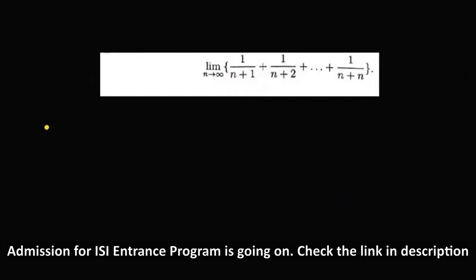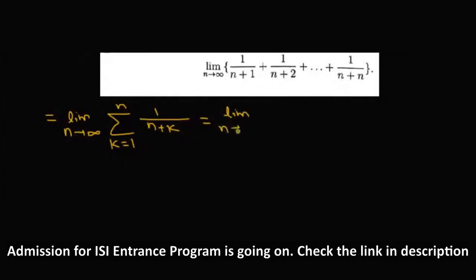So we write it as limit n goes to infinity, summation of k equal to 1 to n, 1 by n plus k. So this is equal to limit n tends to infinity, 1 by n times summation of k goes from 1 to n, 1 by 1 plus k by n.